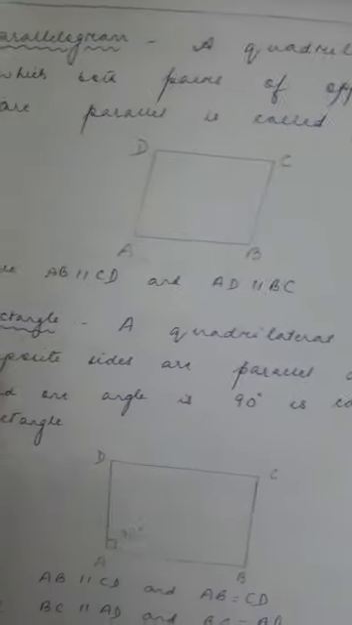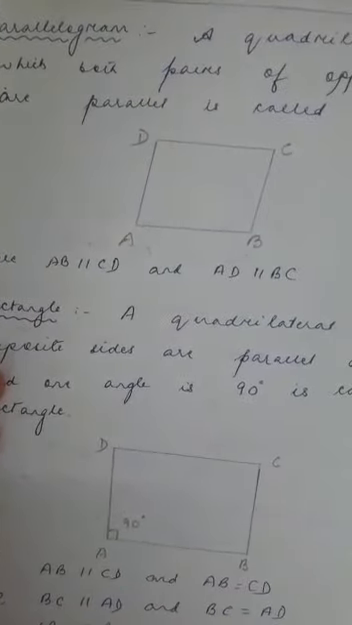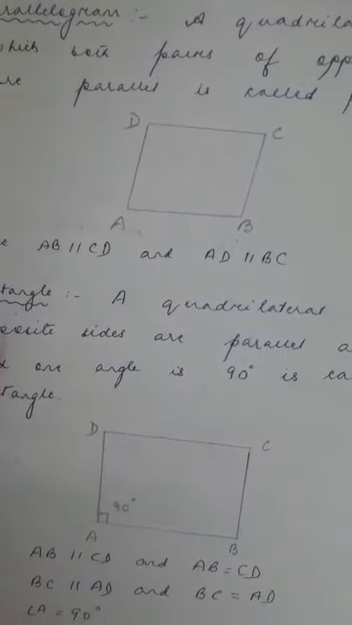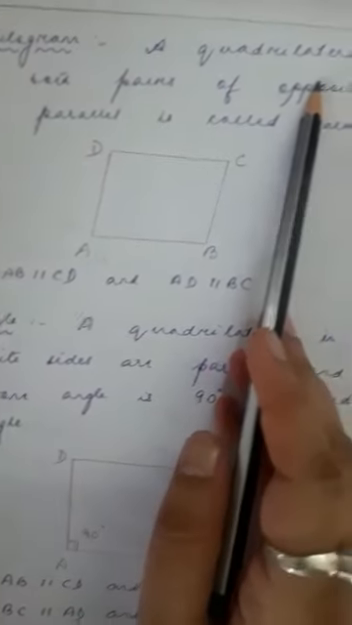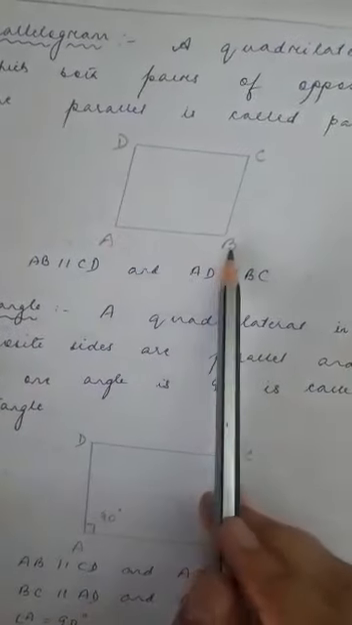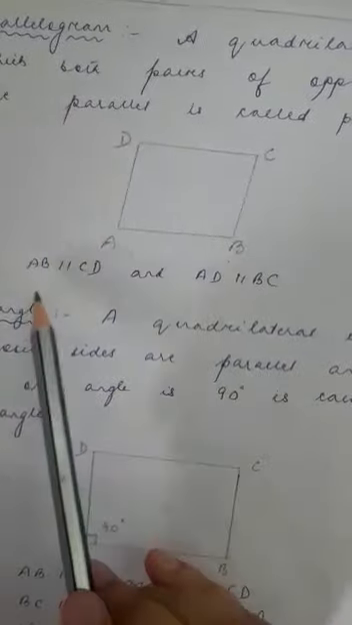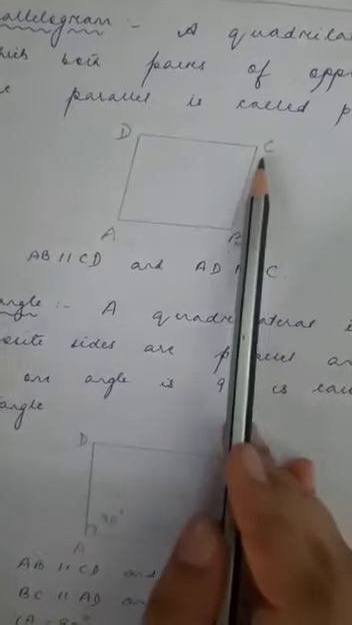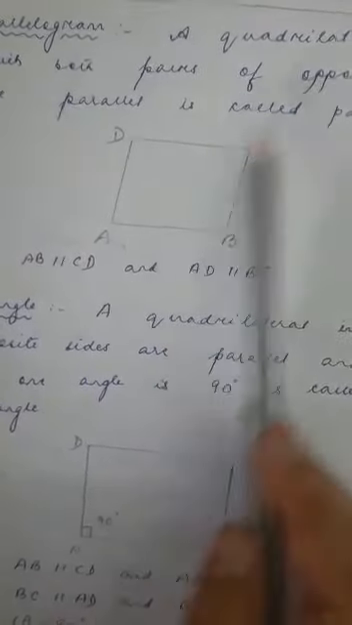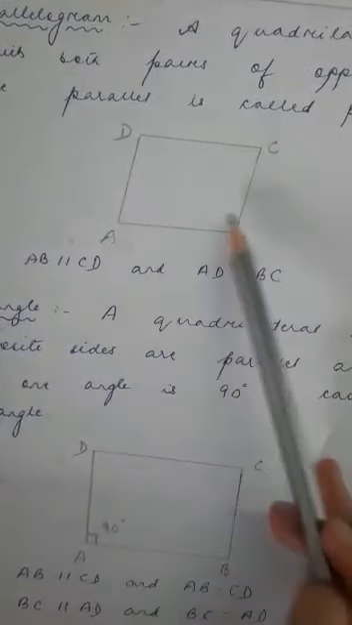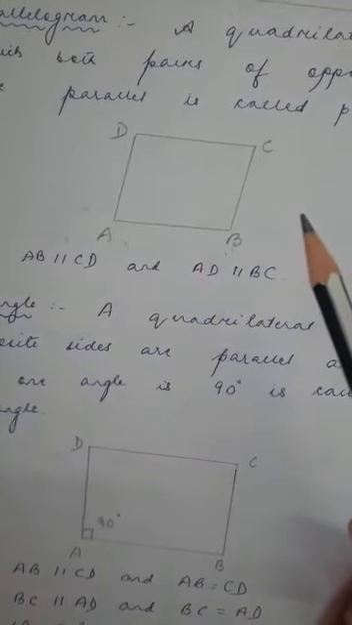Next we will go to the second one, that is your parallelogram. Parallelogram, that means what? Parallel. The sides should be parallel. So it is also a quadrilateral in which both pairs of opposite sides are parallel. See here, AB and CD are the 2 opposite sides. So these are parallel to each other. Again AD is parallel to BC. So again I am repeating, it is a quadrilateral in which both the pairs of opposite sides are parallel.